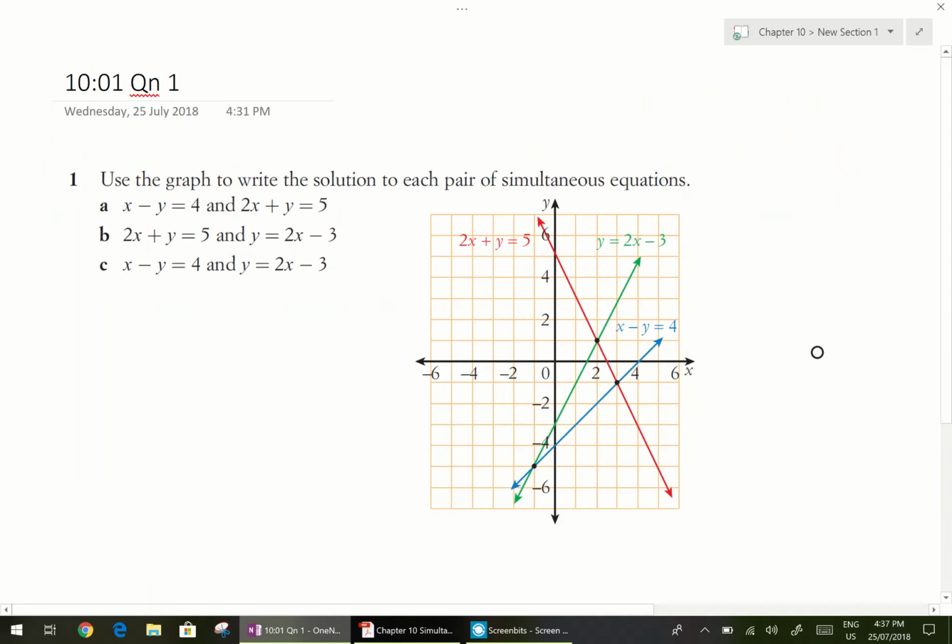Let's look at the textbook questions. So this is question 1, and it's really just an observation. So we have three different lines here. We have a red line, a green line, and a blue line. And it says, use the graph to write the solution to each pair of simultaneous equations. So x minus y equals 4 and 2x plus y equals 5. So x minus y equals 4, that's the blue line here. And 2x plus y equals 5, that's the red line here.